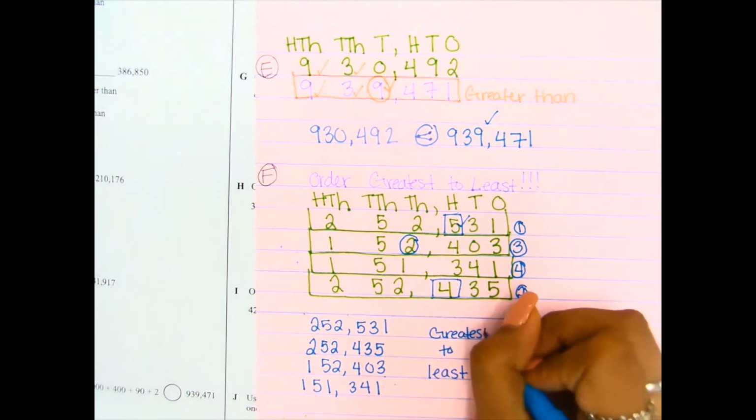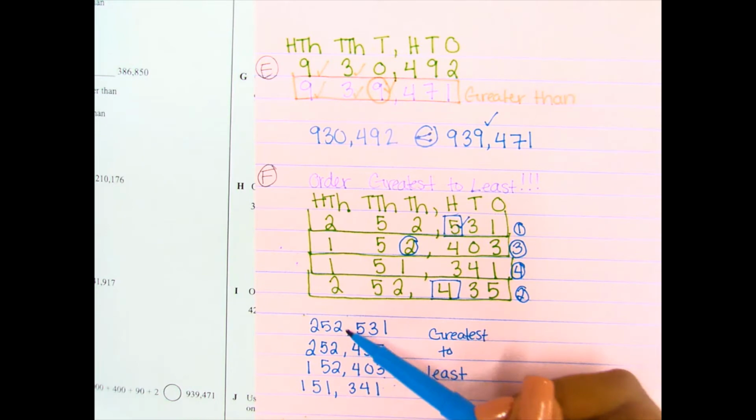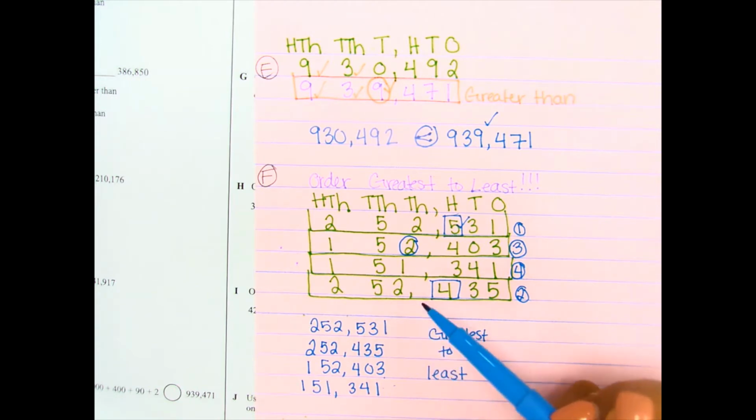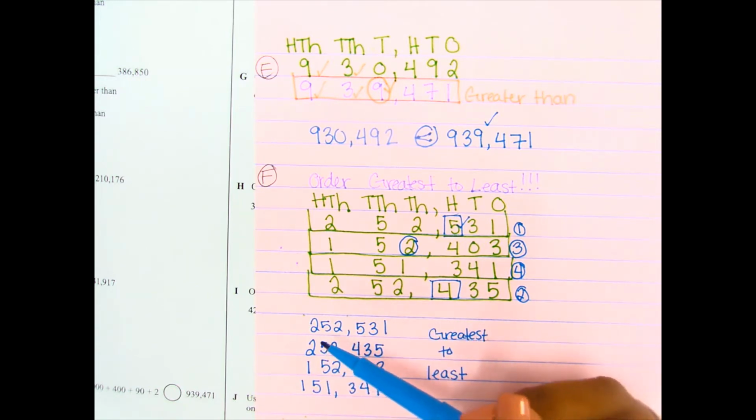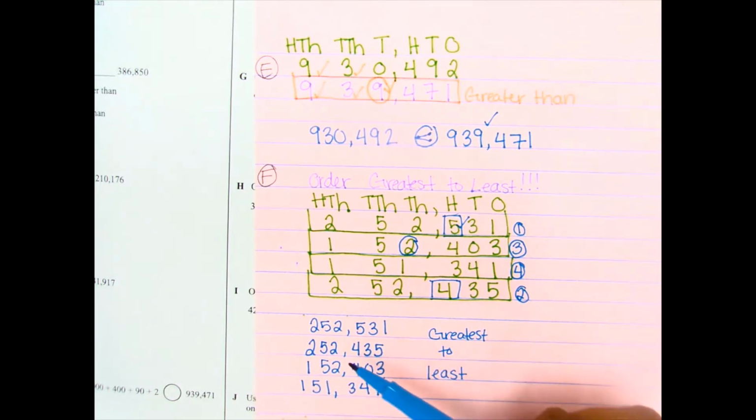Greatest to least. So let's check. I have 252 for my top number, 252,000. Right here, 5 is greater than 4. So far, that is number 1. And then comparing the rest, I have a 200,000, and these have 100,000, so I know this is my second. I have 152,000. I have 151,000. This 2 is greater, so this is correct. This is my answer.